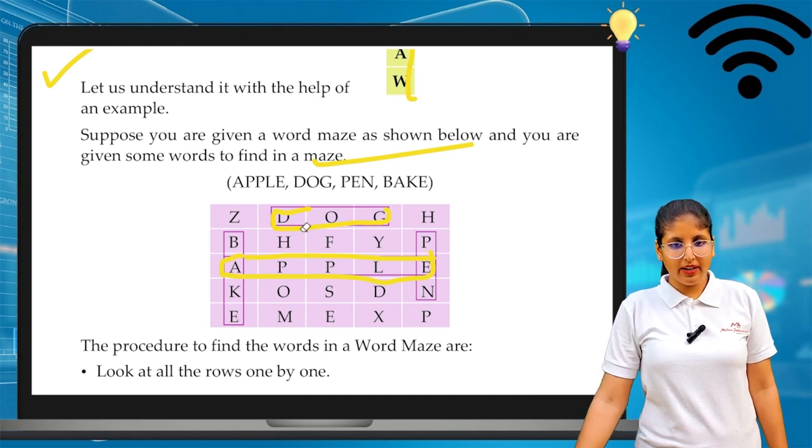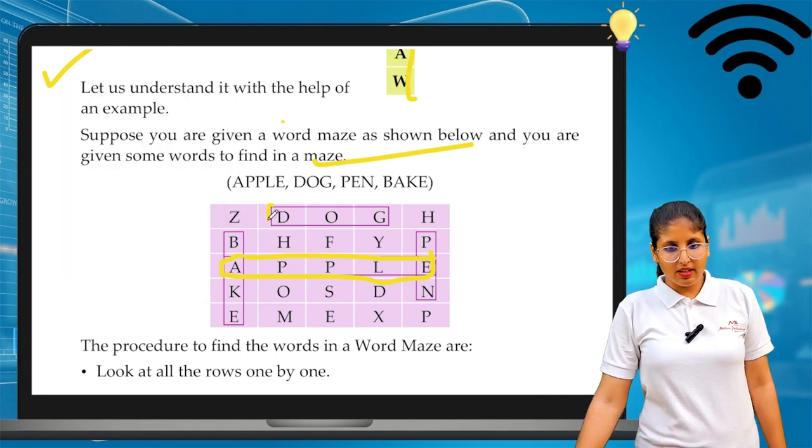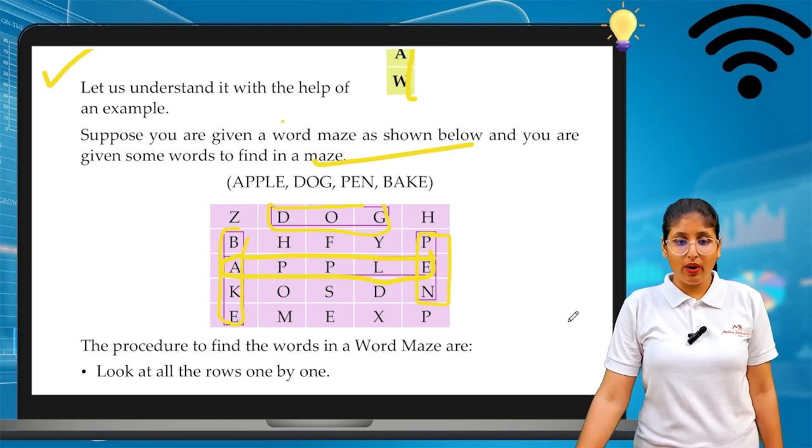Are you able to identify all these things? I am hoping that you can easily identify. This is the dog. Next, pen. Pen is also there. Here the pen is written in a column, up to down. And the word is also there in the column part. Can you see? Here, which I also highlighted with yellow color. Can you see all these things? So these are the rows and columns.